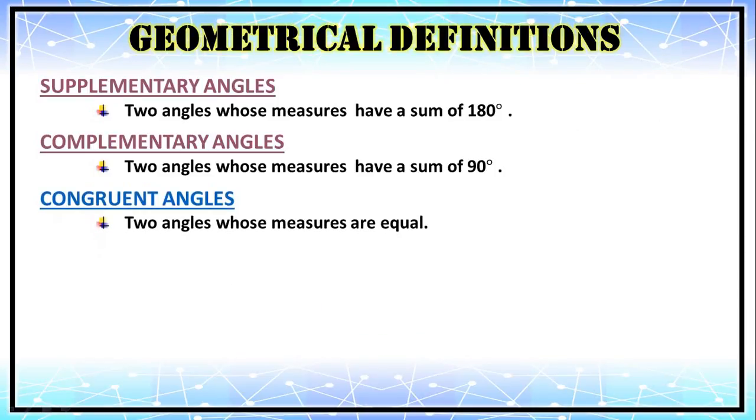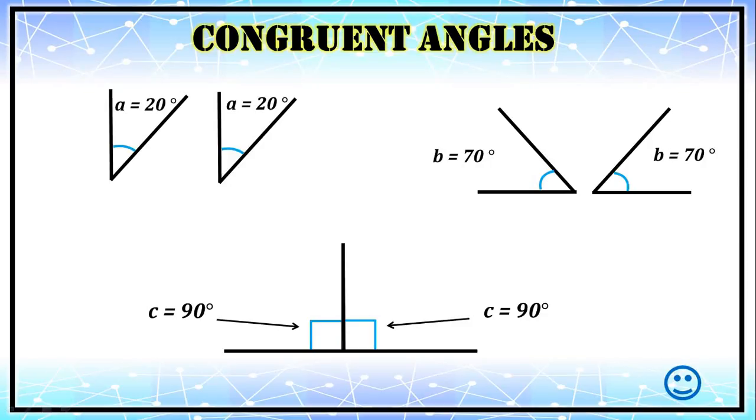Next is congruent angles. It states that two angles are congruent if their measures are equal. Here are examples of congruent angles. We have these two: A is congruent to A, and B is congruent to B since they have the same measure, and also C is congruent to C since they also have the same measure.